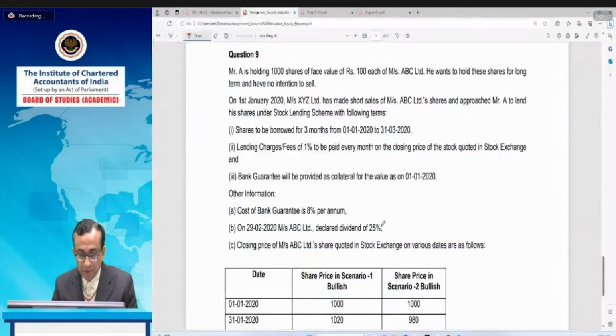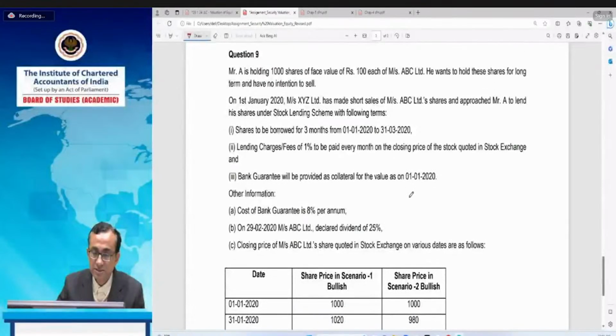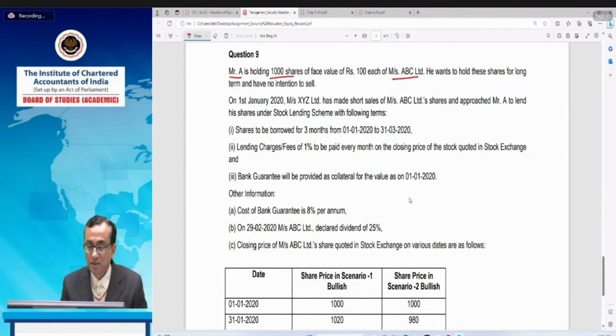Now, come to this question, question number 9. It is said that Mr. A is holding 1000 shares of 100 each of ABC Limited. Mr. A is holding 1000 shares of ABC Limited. He wants to hold this for a long time.